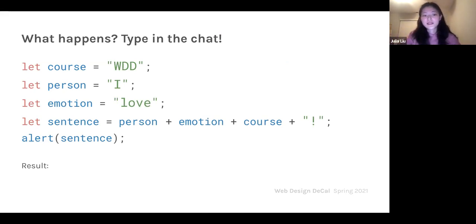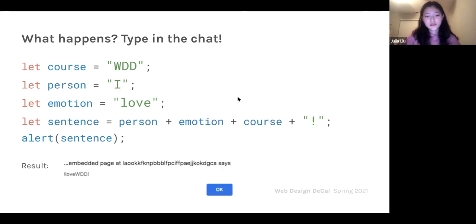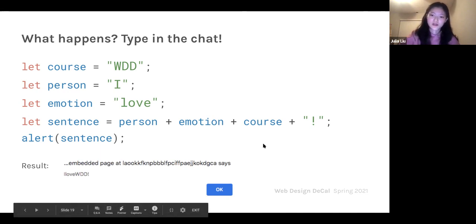So basically, last sentence equals person plus emotion plus course plus exclamation mark. It concatenates all of these different strings together. So I think this is pretty straightforward. So I'm just going to show the result. Since person is I, emotion is love, and course is WDD, it concatenates all of them together and it shows I love WDD exclamation mark.